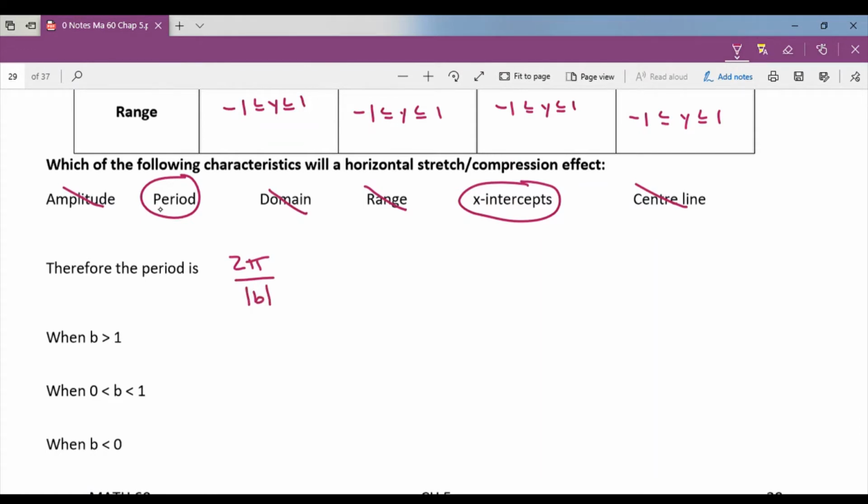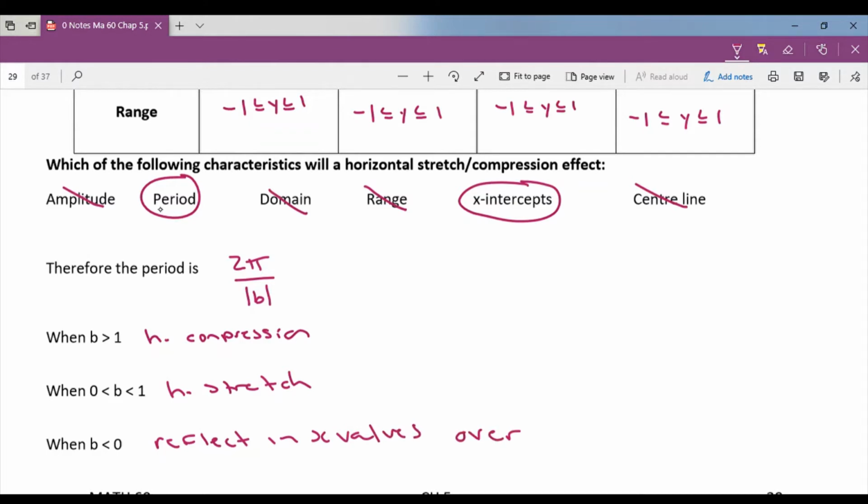When B is greater than 1, you get a horizontal compression, opposite as you would think, because if you divide by 2, it compresses. And when B is between 0 and 1, you get a horizontal stretch. And when B is less than 0, you get a reflection in the x values over the y-axis.